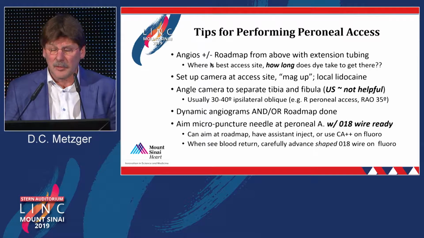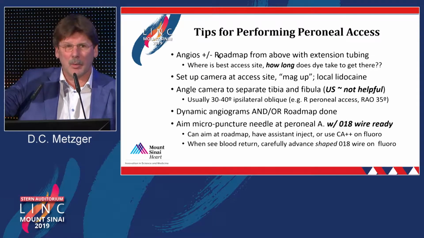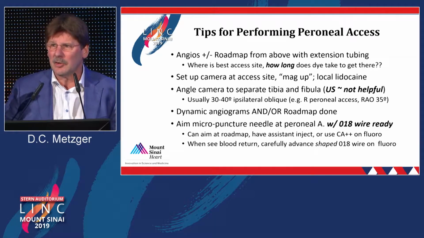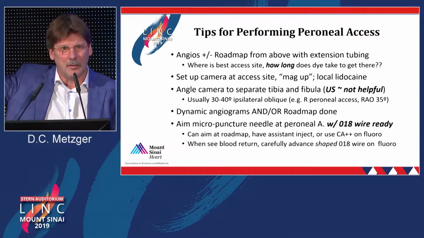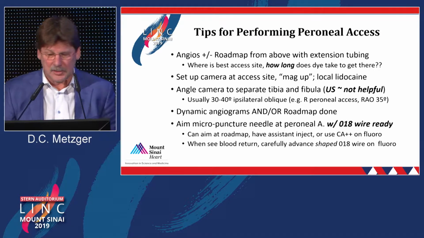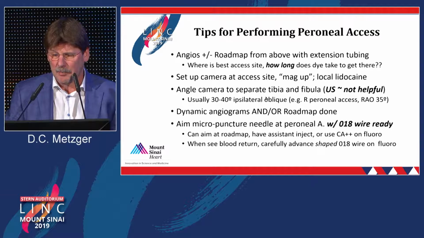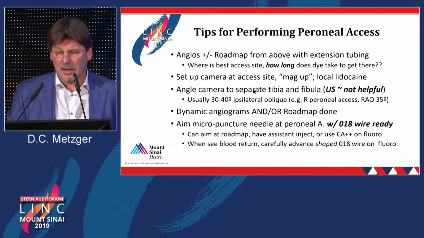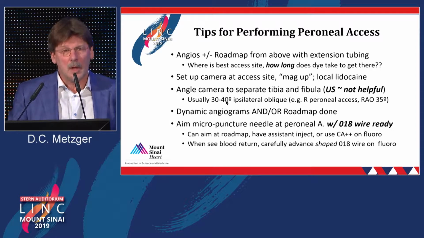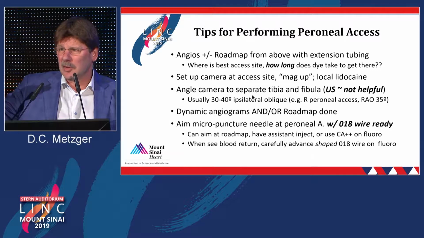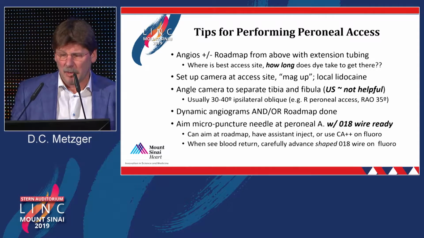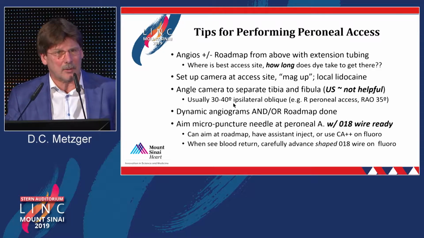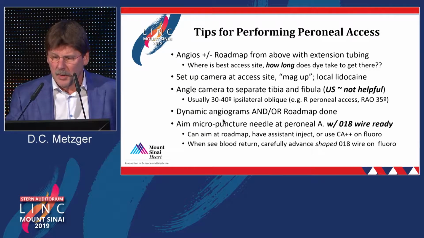Again, we first do an angiogram from above. One, I want to see where I'm going to access it, and two, I want to see how long it takes dye from above to get down there, so I'm not standing on it for 10 seconds at a time. Once we determine that, we set up the camera at the access site, and we mag up, and we get to work. You're going to rotate the II so that you can separate the tibia and fibula. It's usually going to be an ipsilateral 30 to 40, somewhere in there.